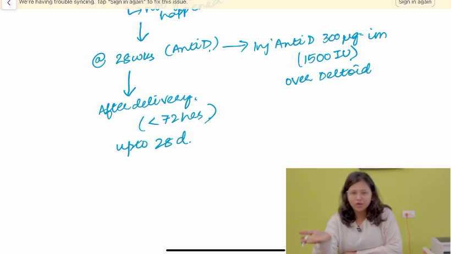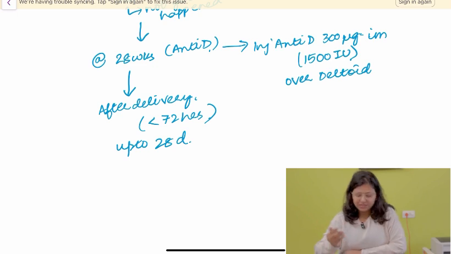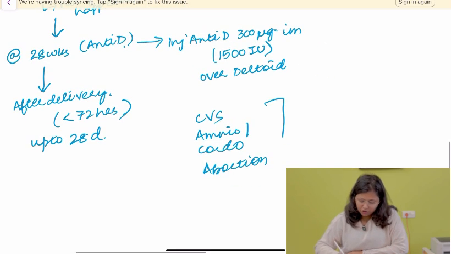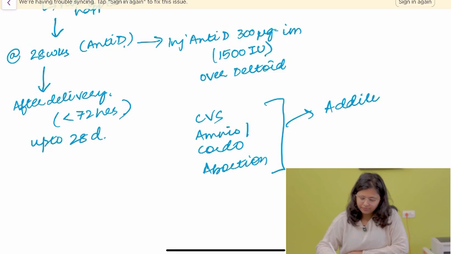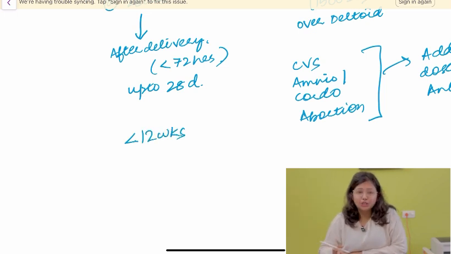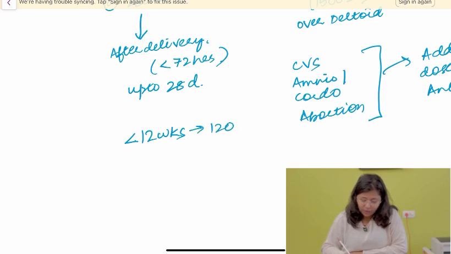However, if you see an obvious cause of feto-maternal bleed, for example a threatened abortion, or an abortion, or you do any invasive procedure like CVS, amniocentesis or cordocentesis, we also have to give an additional dose. The dictum is: if any procedure happens before 12 weeks, be it an abortion or a CVS, you give 120 microgram of anti-D. After that, if it happens not at 28 weeks but later, you give 250 micrograms.